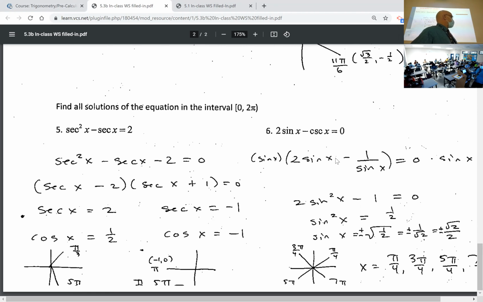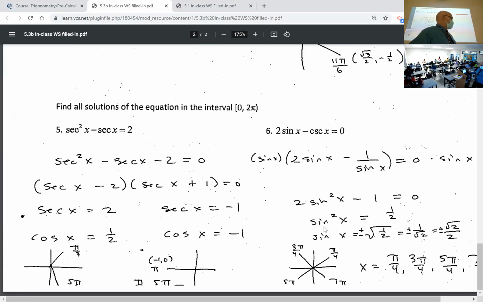Take a look at number 6. I've got 2 sine of x minus cosecant of x is equal to 0. Well, cosecant of x is the reciprocal, 1 over sine. Now I've got 0 on this side, and I want to multiply both sides by sine to get rid of that denominator. 0 times sine on the right side is just 0. Sine times 2 sine is 2 sine squared x. And then this reduces nicely just to 1.